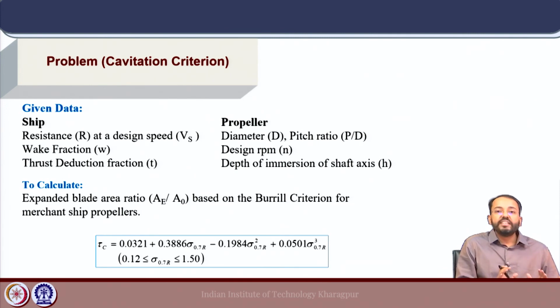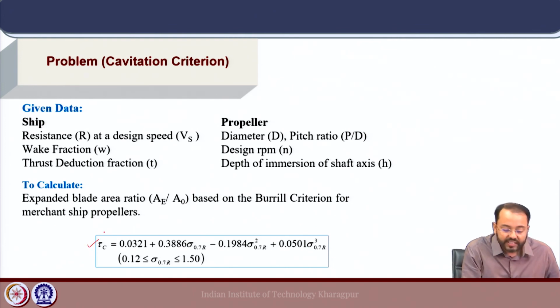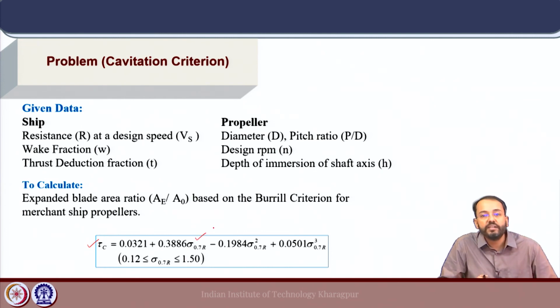Now, what is this particular criteria giving us? It gives us the relation between the thrust loading coefficient and the cavitation number for the propeller blade. Now, the first step here is to understand how we will calculate the thrust loading coefficient and cavitation numbers and finally relate them so that we can calculate the expanded blade area. For the thrust loading coefficient, it will depend on the thrust of the propeller blade, and in this given problem we have the resistance and the thrust deduction given.